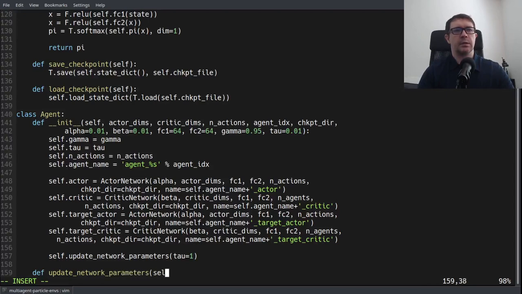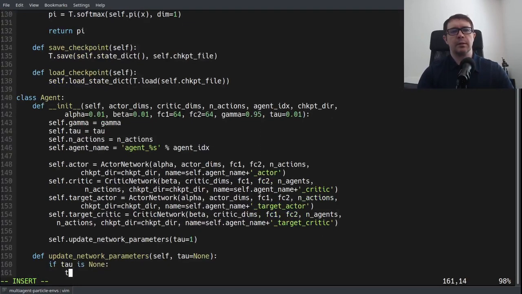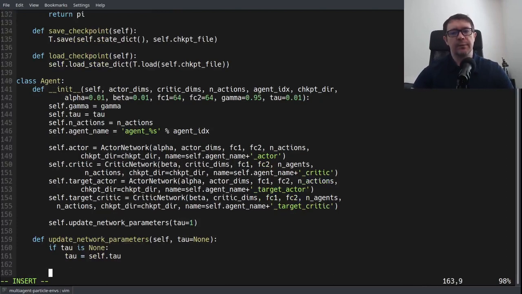And we'll say tau equals none. So if tau is none, then set tau to self.tau. So if we don't pass in something, go ahead and use the default value. If we do pass in something, then use that. So the only time we're going to pass in something is at the very beginning when we want to do the hard copy. So we need to go ahead and iterate over a bunch of different stuff.